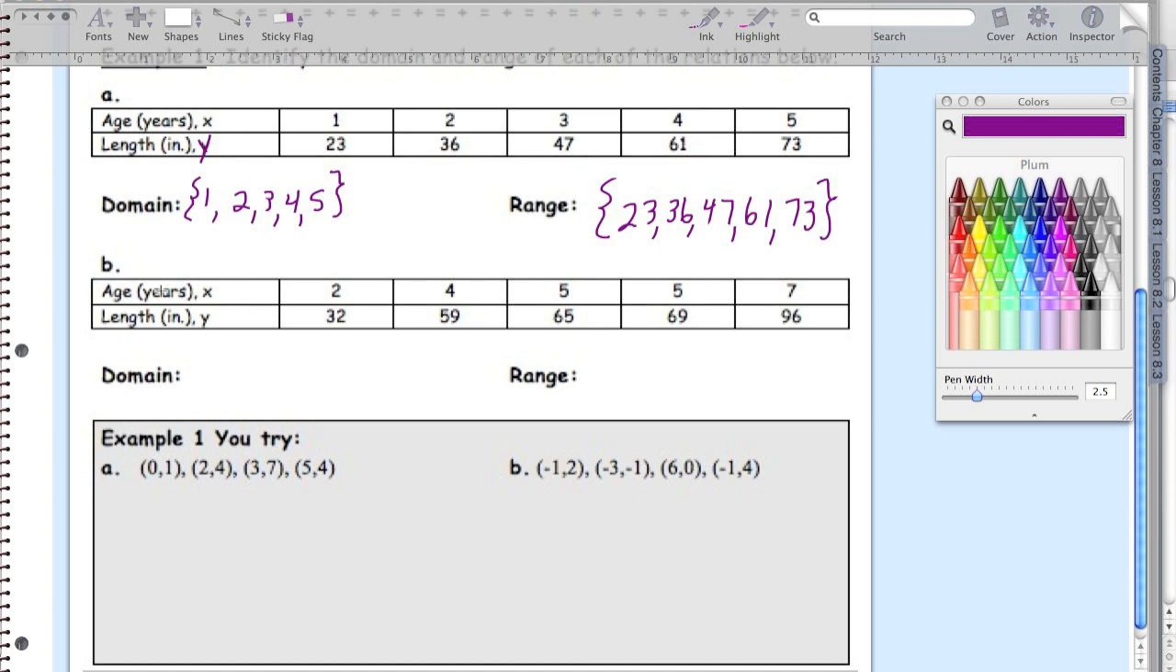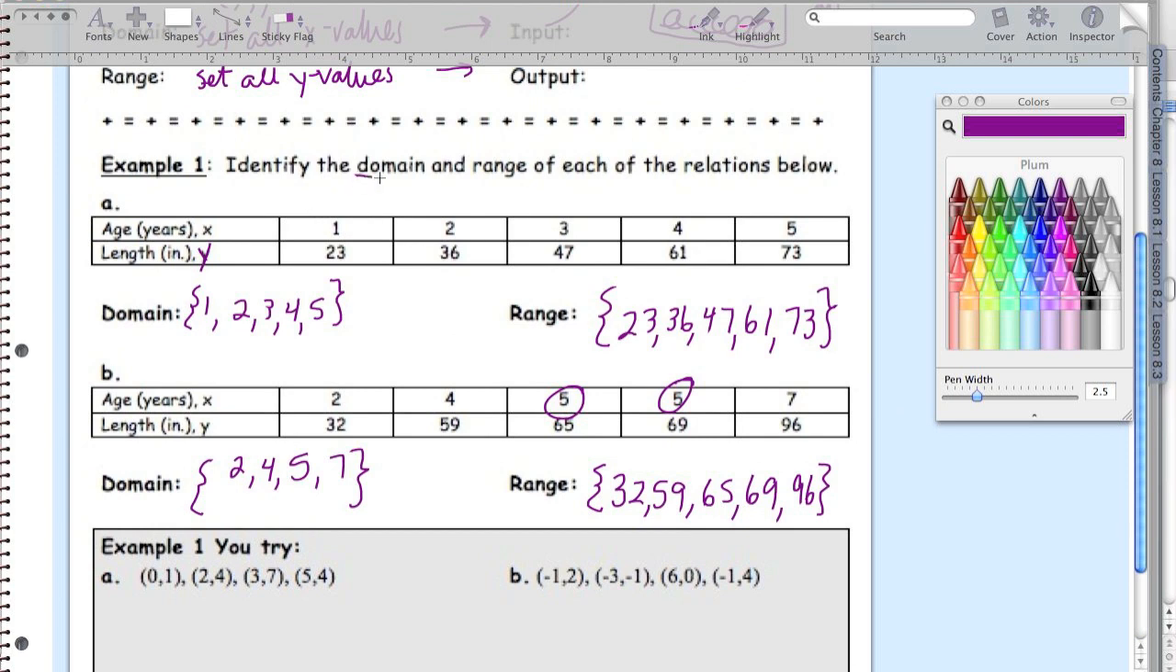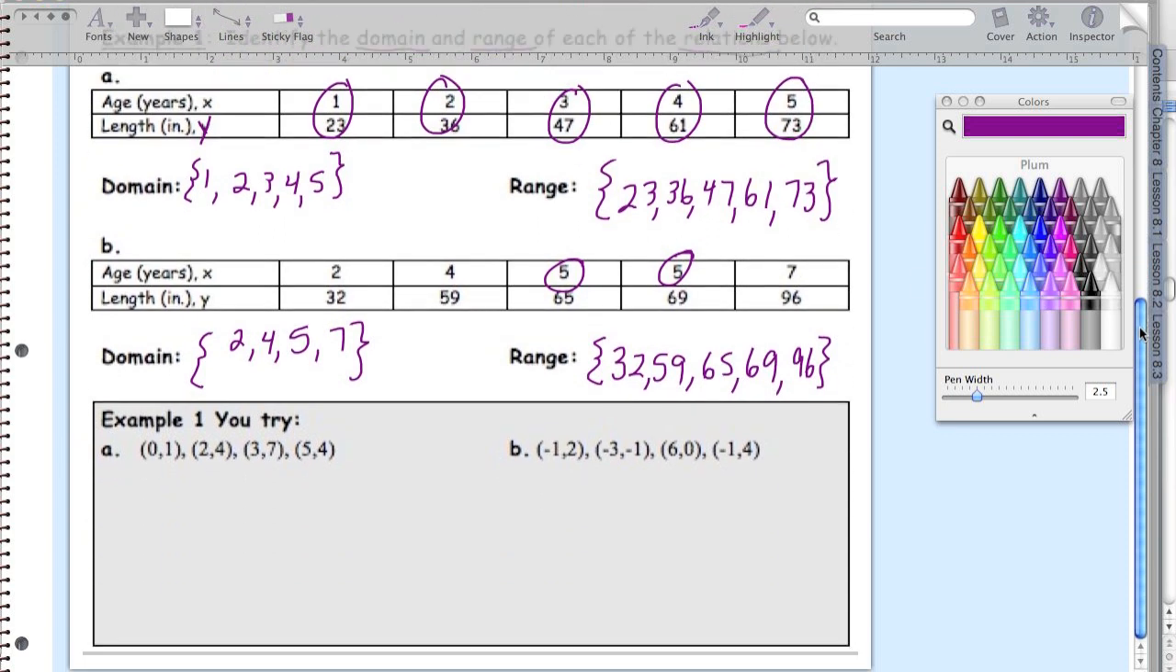Okay, let's try letter B. Our domain is the set of all the x values. So 2, 4, 5. In this case we notice we have two 5s. If we're writing out our domain, we just write it once. We don't want to write it twice. So 2, 4, 5, and then 7, and then close the bracket. So 2, 4, 5, 7 for our domain. Our range is 32, 59, 65, 69, and 96. Those are all of our range values. Notice in the directions, they use some vocabulary right off the bat. Identify the domain, all the x's, and the range, all the y's, in each of the relations, pairings of x and y below. So we just did that. We already applied three of our vocabulary words.